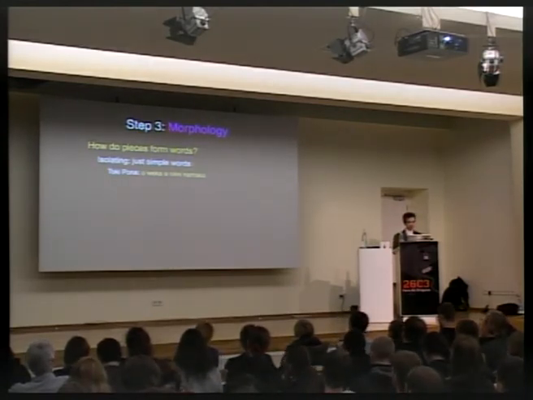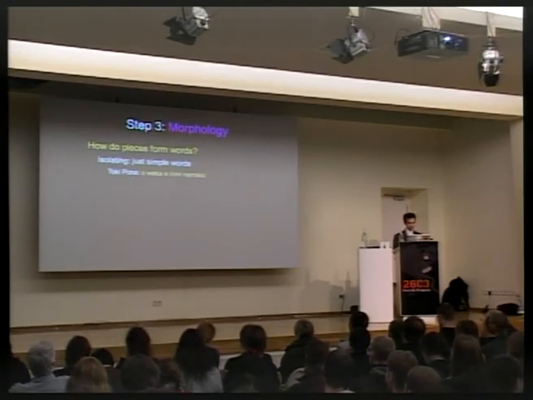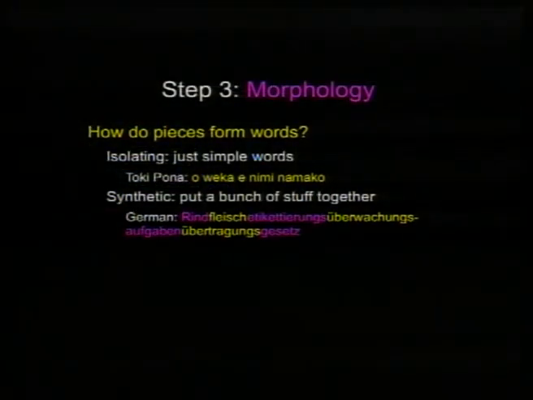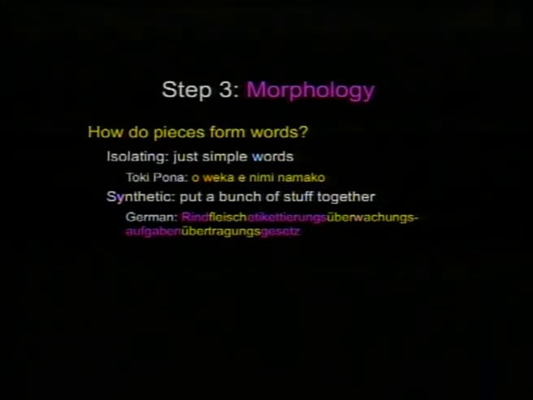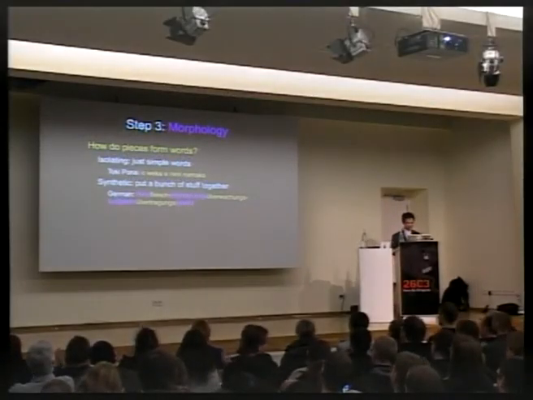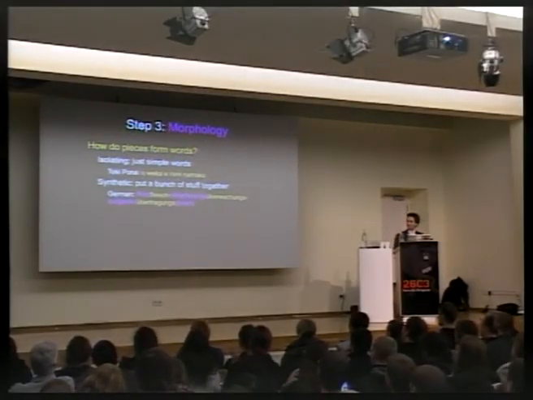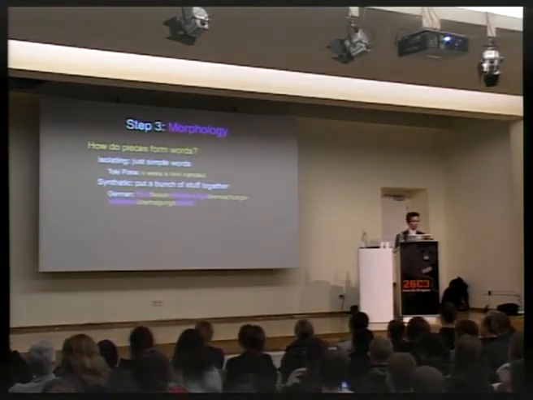On the other hand, there's synthetic languages, like German, which can stack a lot of pieces together. For example, there is the Rindfleischetikettierungsüberwachungsaufgabenübertragungsgesetz. This is a real law. According to Wikipedia, the person who introduced this to Parliament apologized when he wrote it. And for those of you who don't speak German, like me, that means the Beef Labeling Supervision Duty Assignment Law. And no, I don't know what that means, but that's what Wikipedia says.